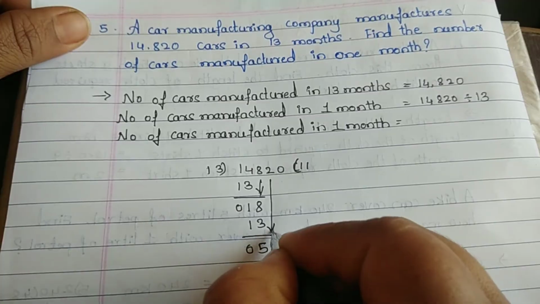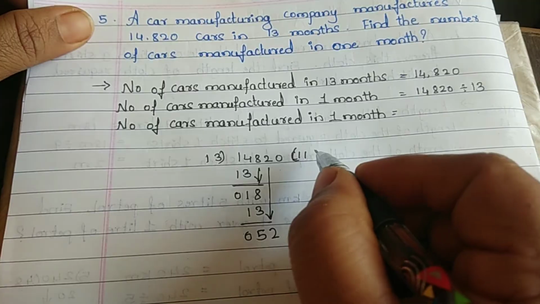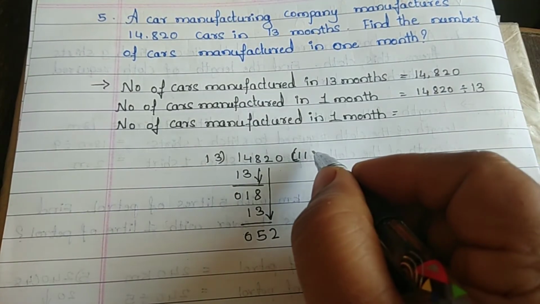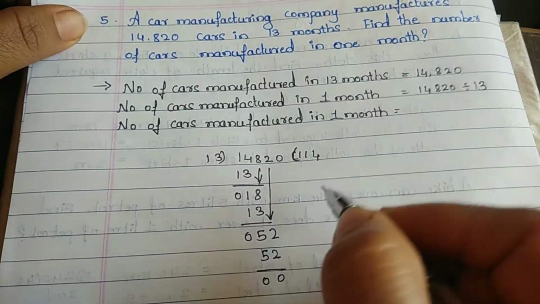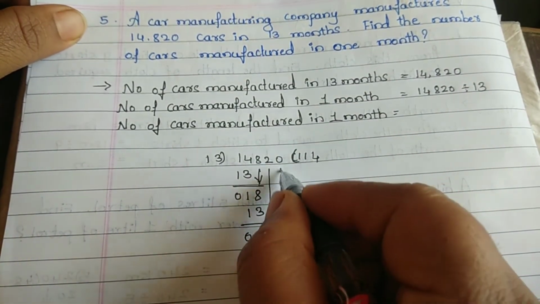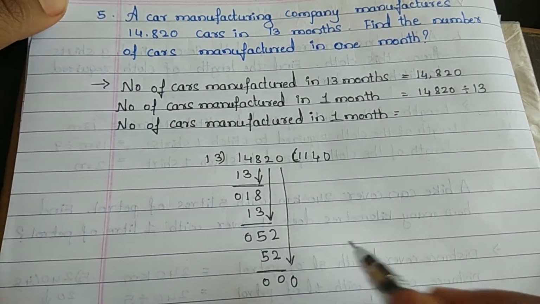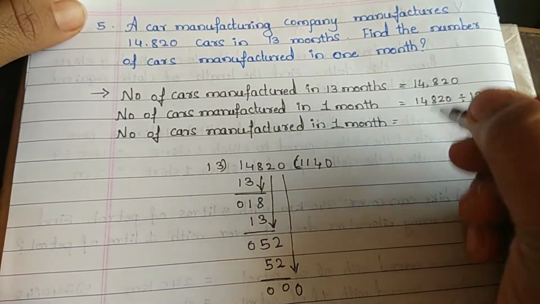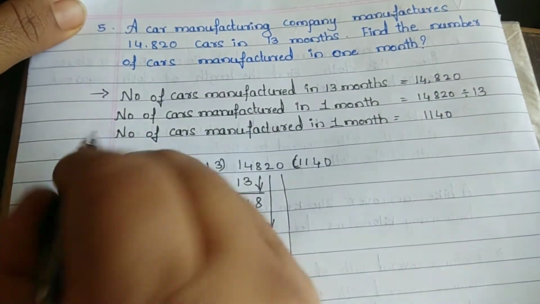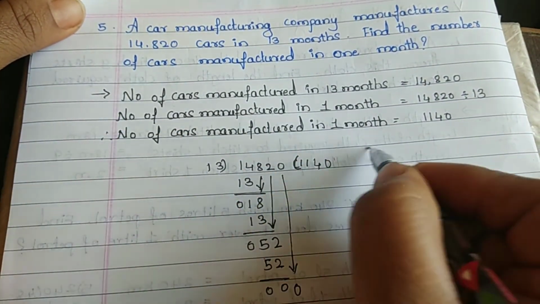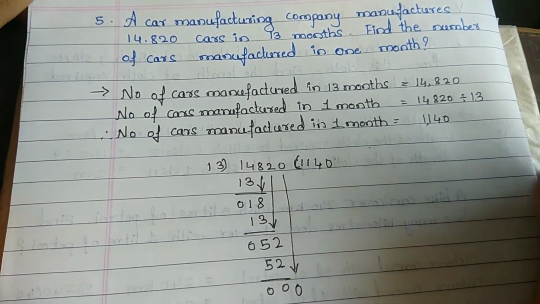Then you drag 2. It will become how much? 52. Then 13 times how much is 52? Tell me. 13 fours are 52. Okay. Then it will become 0. Then you drag 0 means 0. Okay, that is also 0. Then 13 zeros are 0. That is also correct. No need to do next. That is one. What is that answer? 1,140. Therefore, the number of cars manufactured in 1 month is equal to 1,140 cars.